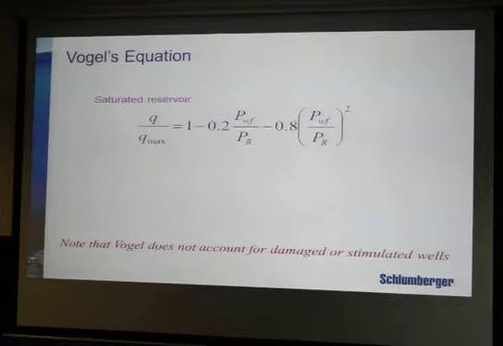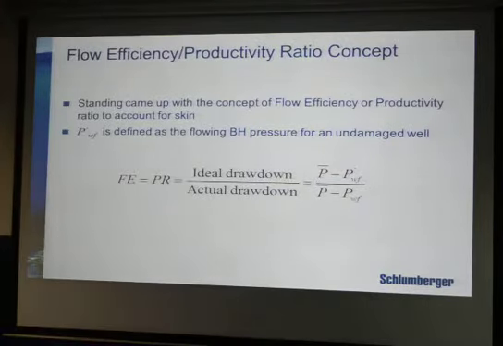And for that, what was added to Vogel's equation was a flow efficiency term. So the flow efficiency is basically the ratio of actual drawdown to ideal drawdown.